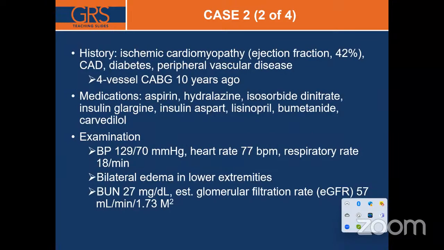History includes ischemic heart disease, ischemic cardiomyopathy with ejection fraction 42%, coronary artery disease, diabetes, peripheral vascular disease, 4 vessels, coronary artery bypass graft 10 years ago. Medications include aspirin, hydralazine, isosorbide dinitrate, insulin glargine, insulin aspart, lisinopril, bumetanide, and carvedilol. Examination: blood pressure 129/70, heart rate 77, respiratory rate 18, bilateral edema in lower extremities, BUN 27, glomerular filtration rate 57.